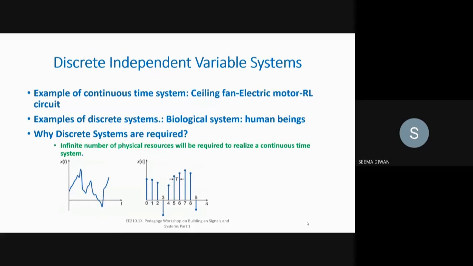So this input is not continuous. I am consuming food over a discrete interval. I am consuming food with a defined interval of, say, 2 hours or an interval of, say, 5 to 6 hours.